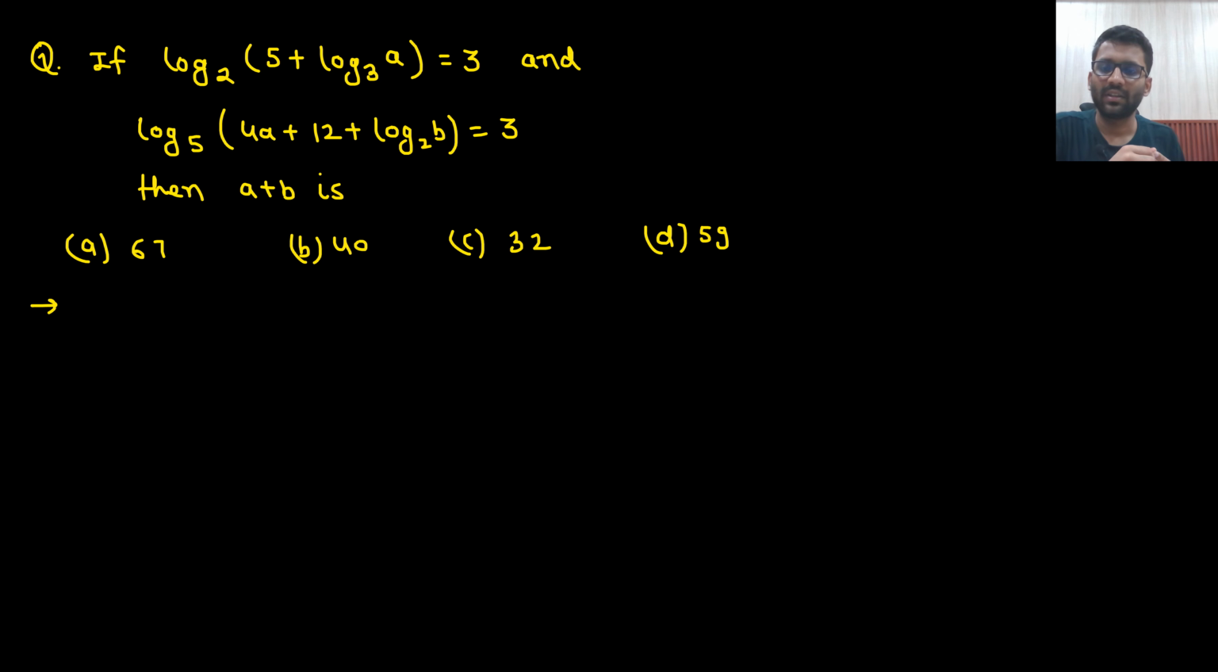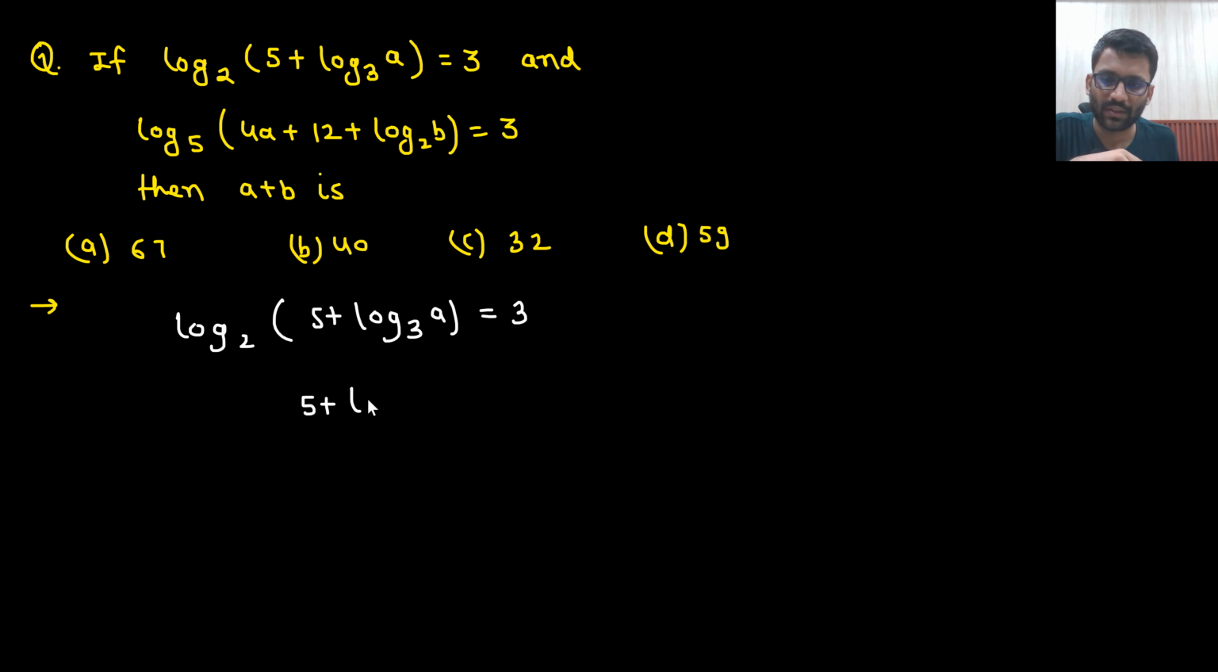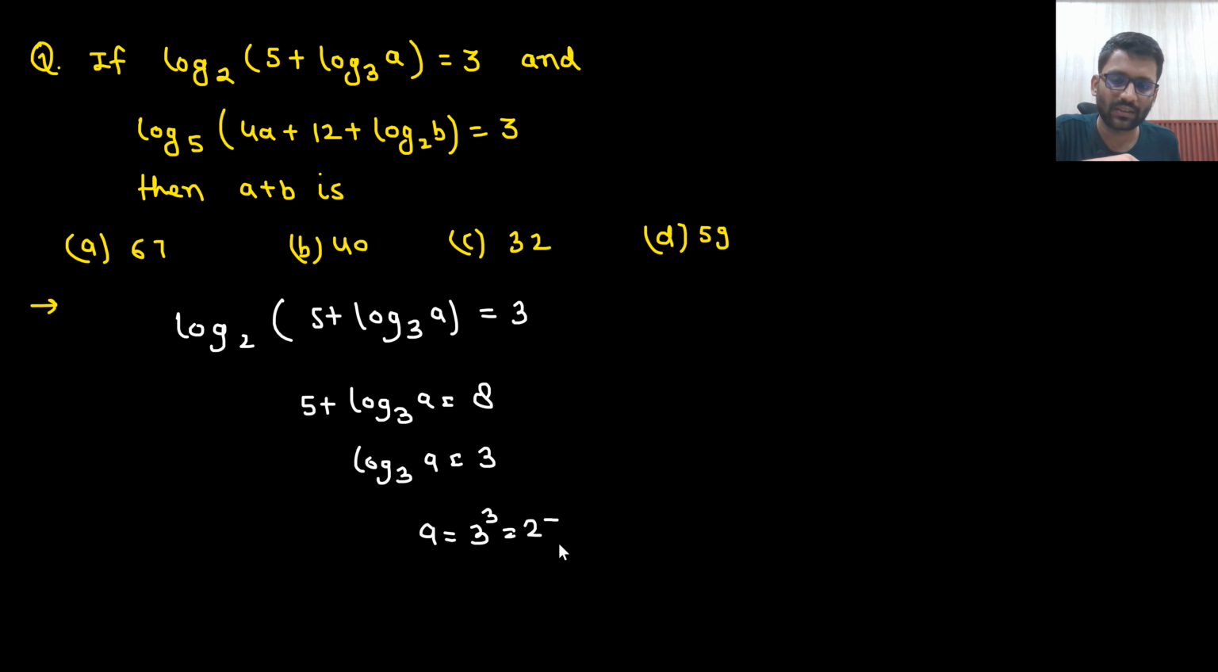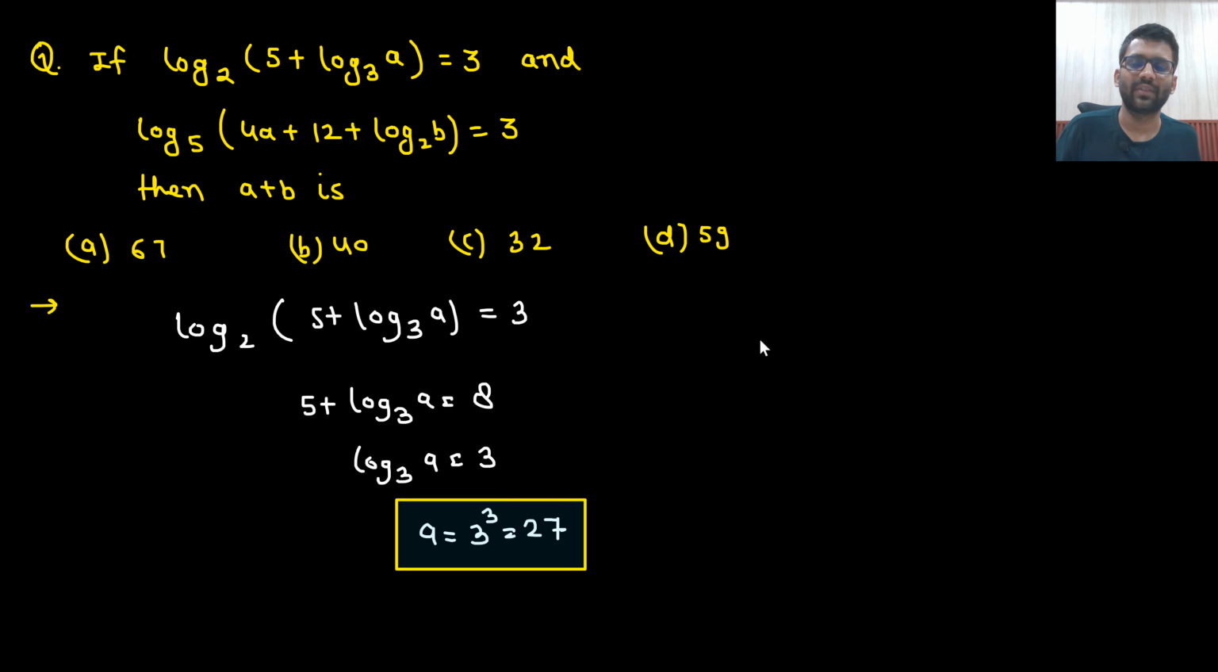Let's see the next one. log_2(5 plus log_3 a) is equal to 3. Then log_5(4a plus 12 plus log_2 b) is equal to 3. Then a plus b you need to find. So let's see the first thing. log_2(5 plus log_3 a) is equal to 3, so 5 plus log_3 a can be written as 2 to the power 3, which is 8. So log_3 a is becoming 3, so a will be 3 to the power 3, that is 27.